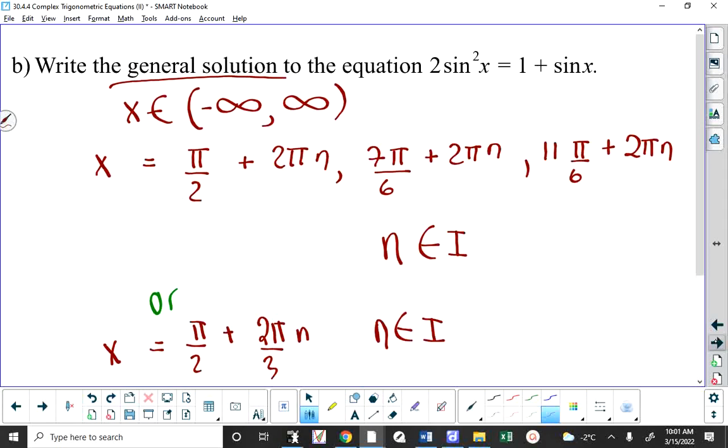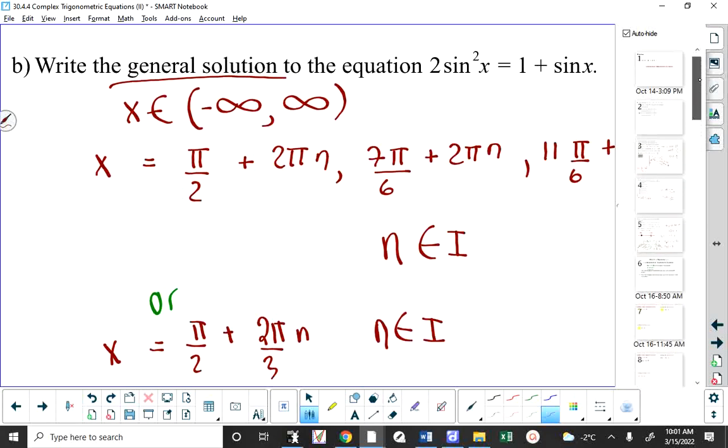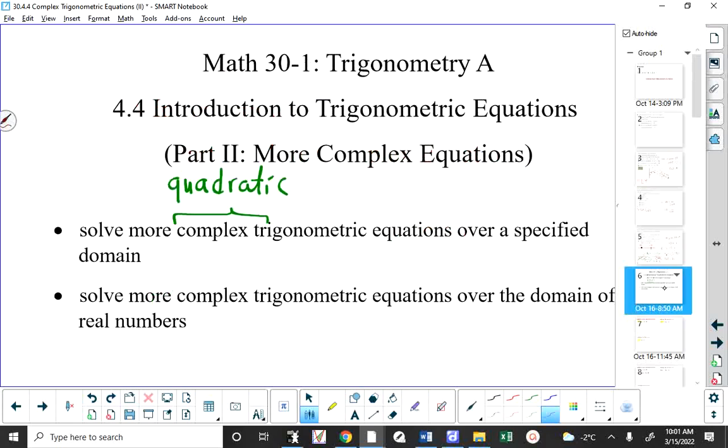So when you look at the objectives at the top of this page, one of the objectives is to solve a more complex trigonometric equation over a specified or specific domain. That was A. To solve the same equation over the domain of all real numbers, that's called a general solution. I think that answers it. Okay.